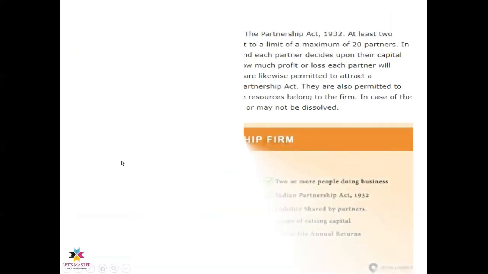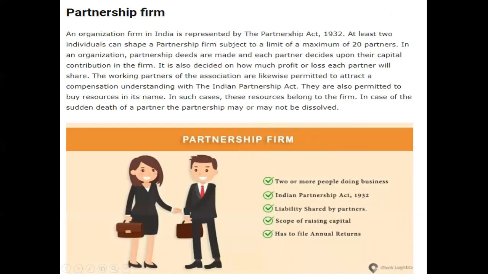Let's move on. On this slide, we have tried to present a brief introduction about the partnership firm. So when 2 or more people join together to carry out a business, those individuals are individually called partners, and collectively they are known as partnership firm.